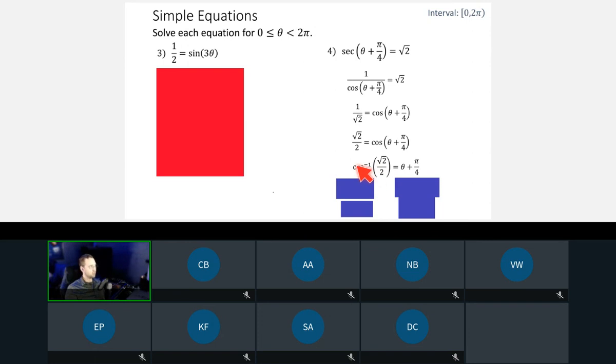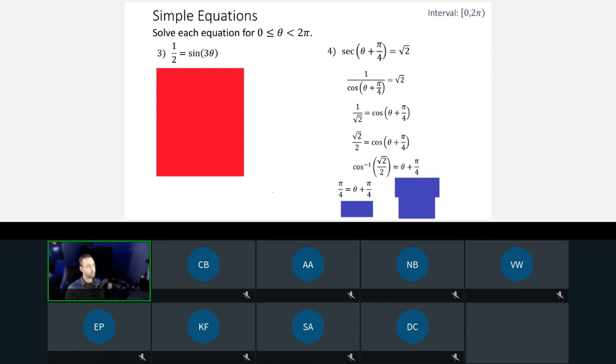So this is saying, well, remember, cosine is x. So I'm asking you, when is x radical 2 over 2? Well, you look at your unit circle, there's two quadrants where x is radical 2 over 2. Which two quadrants? Yeah, 1 and 4.